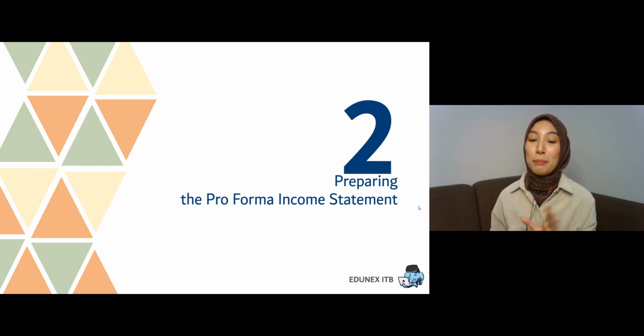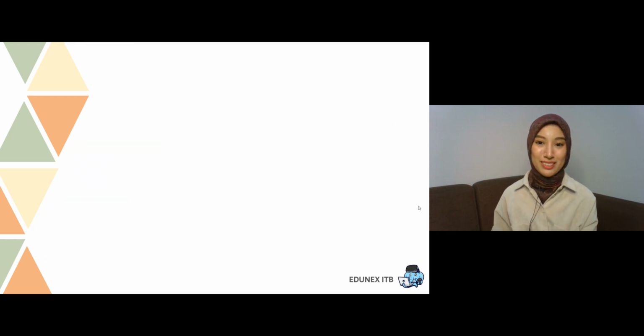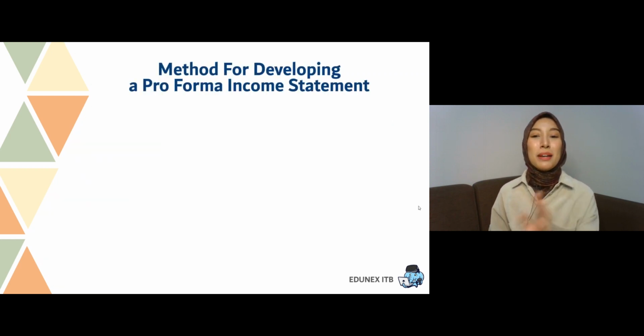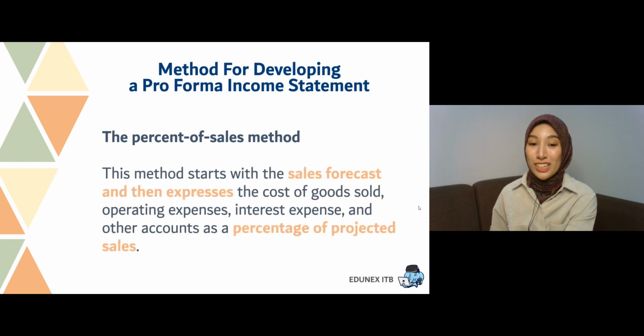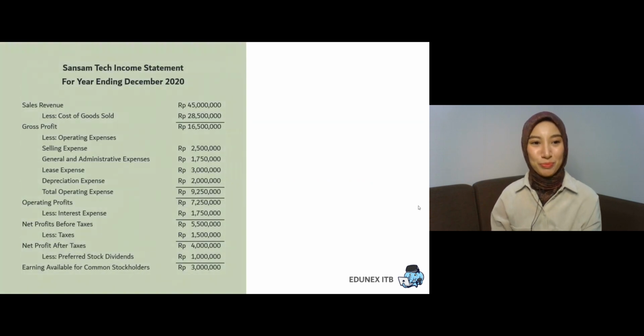Now, after the sales forecast, we continue to preparing the proforma income statements. The method for developing a proforma income statement is the percentage of sales method, which starts with the sales forecast and expresses the cost of goods sold, operating expense, interest expense, and other accounts as a percentage of projected sales. How to make it? Let's jump to the example here.